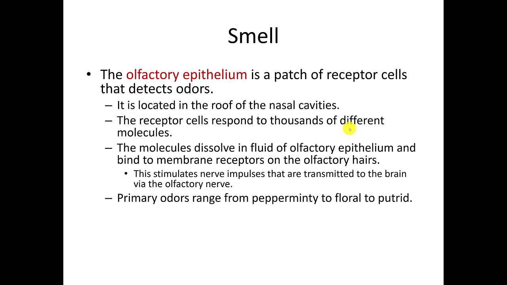So we're going to start with smell. Smell is something that's initiated in this tissue called the olfactory epithelium. Remember, epithelial tissue is always a covering or a lining. So your skin is epithelium, but also lining the inside of your mouth, lining the inside of your nose. This is also epithelium. You have an area of epithelial tissue that contains receptor cells that detect odors, and that area is called the olfactory epithelium.